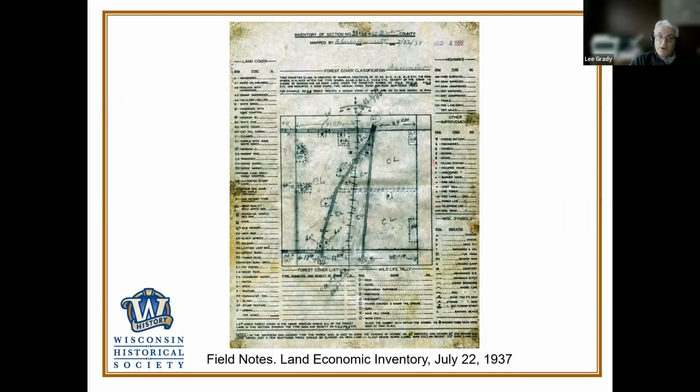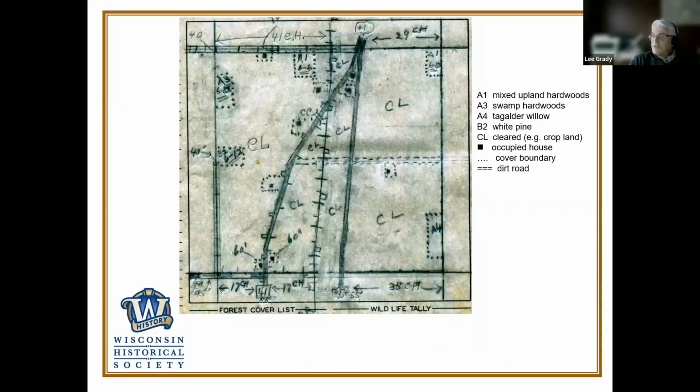If I zoom in here a little bit, you can see it more clearly. And then I added a key on the right to what some of those symbols mean. CL is cleared land, or often cropland. So not surprisingly, those are almost all farms at that point. Here you see the old railroad track again. You see some roads, some paved roads, a dirt road, the dotted line showing a dirt road. The squares show occupied houses.